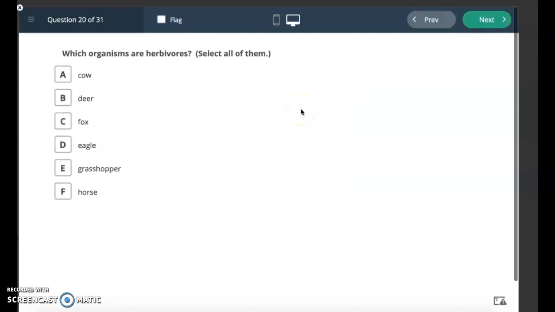20. Which organisms are herbivores? There could be more than one. A, cow, B, deer, C, fox, D, eagle, E, grasshopper, F, horse. Select all of the organisms that are herbivores.